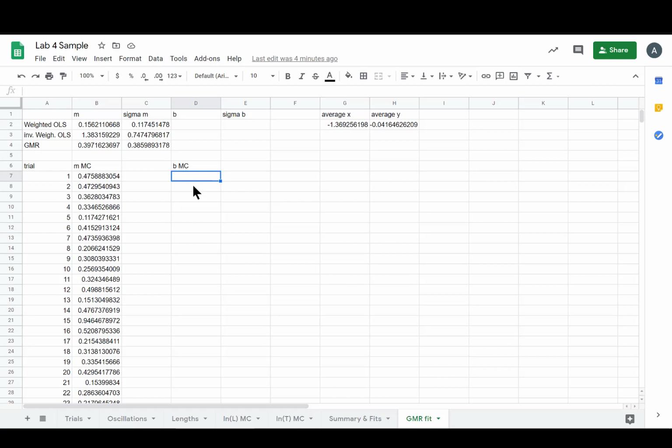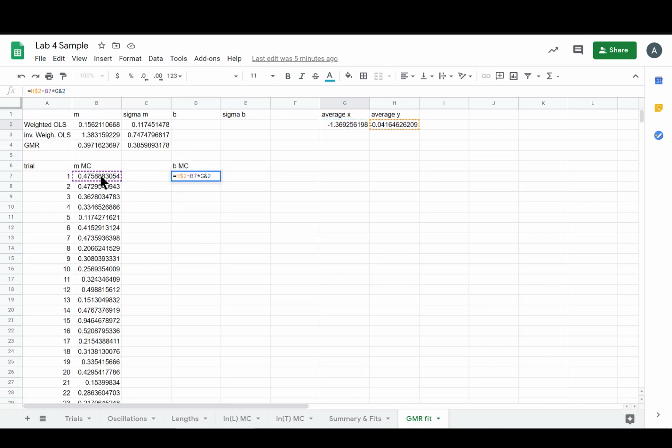We're on the BMC. We know the formula for B is Y minus MX. So to have our variation in this, we're going to use this one as our M. And we see that our OLS M and our inverse weighted OLS M are both positive. So we know that our GMR is positive. So we don't need to correct sign. So let's have equals average Y minus M times average X. Now, average X and average Y, I don't want to change, so I'm going to increment them on the number. But I do want B7 to change.